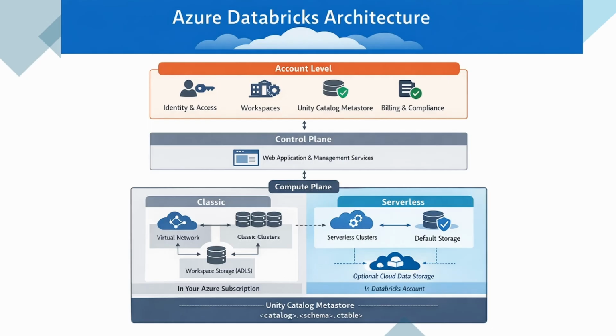So if we take a step back, here's how it all ties together. You have the account at the top managing everything, a control plane that coordinates the operations, and a compute plane that actually does the work, either in serverless or classic mode. And then there's the storage, which keeps your data safe and organized depending on which workspace type you're using. Honestly, when you look at it this way, it starts to make a lot more sense. You're not just throwing data into a black box. There's a clear hierarchy, clear responsibilities, and a path for scaling as your data and workloads grow.